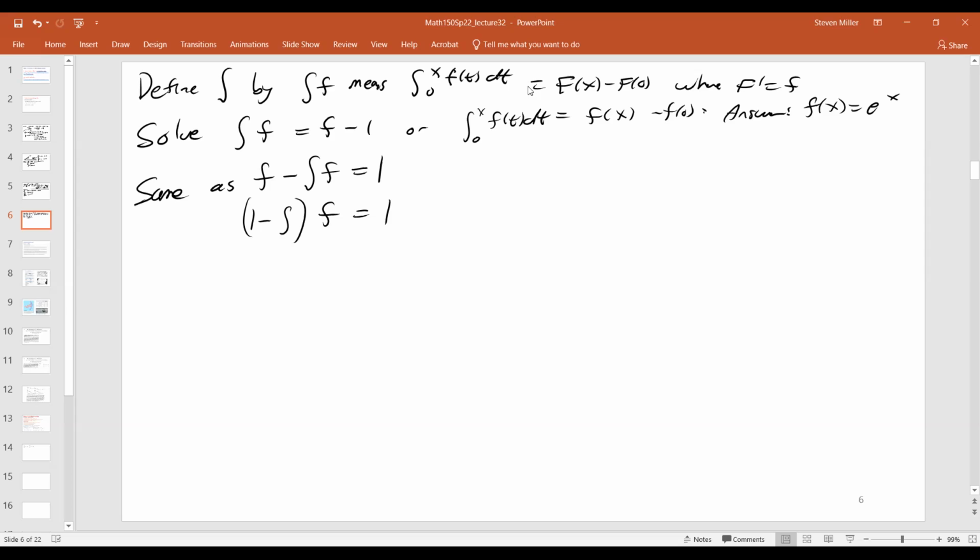If you wanted to solve 5x equals 3, how would you solve it? Divide by 5, or multiply by 1/5. How else could you say 1/5? 5 to the negative 1. If I want to solve 7x equals 3, what do I do? Multiply by 7 inverse. So let's multiply both sides by the operator 1 minus integral, inverse.